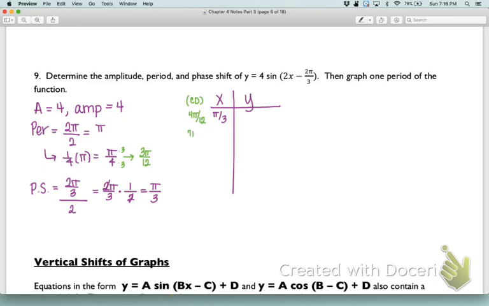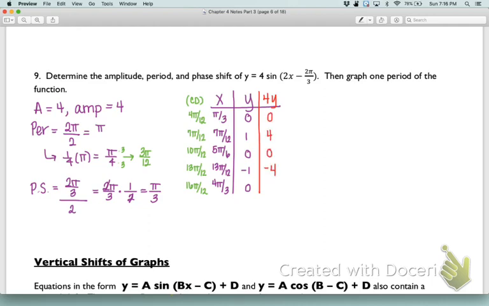So I get 7 pi twelfths, 10 pi twelfths, 13 pi twelfths. How many is that? 4. We need one more. 16 pi twelfths. And now let's go back and simplify wherever we can. Ta-da! All simplified. This is a sine curve, so we start on 0, 1, 0, negative 1, 0. And then since the amplitude is 4, well, A is also 4, we're going to multiply. So 0, 4, 0, negative 4, 0.